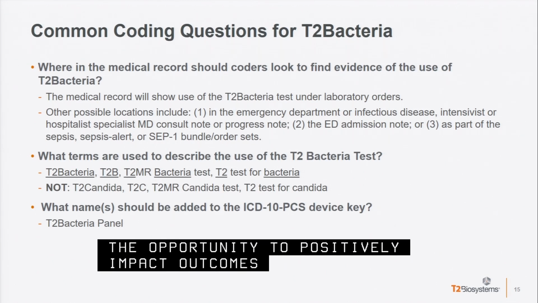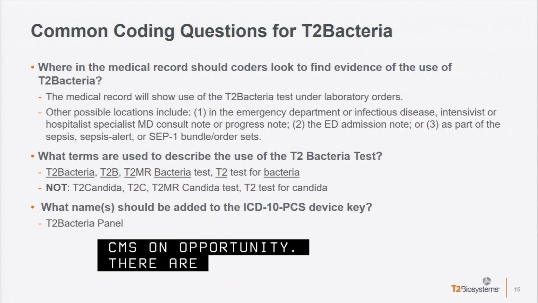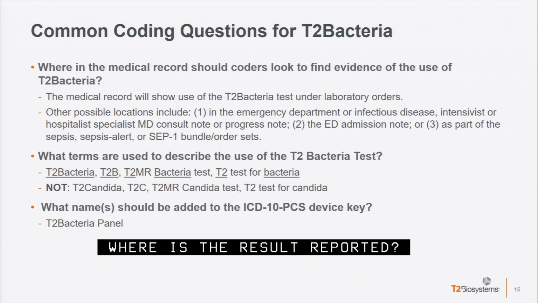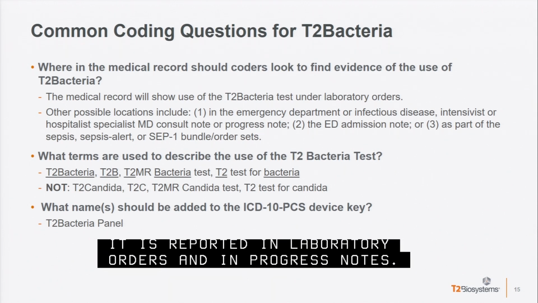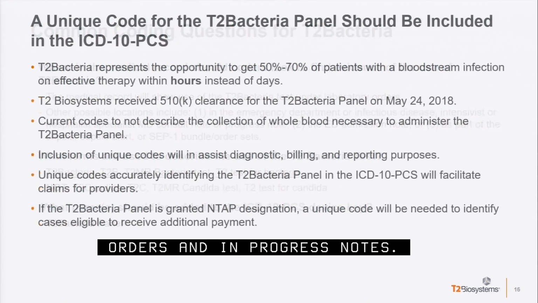There are some common questions with this type of test. So where is the result reported? The result would be reported in laboratory orders. It also could be in progress notes from various groups within the hospital. The test is called T2 Bacteria Panel. Typically, that's how people name it. We do have another panel called T2 Candida Panel, and so you definitely need to be looking for the words T2 and bacteria for looking for the use of the test.